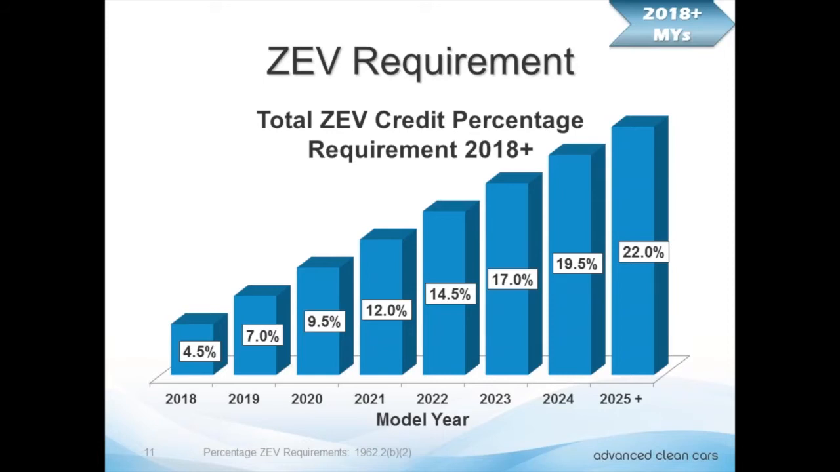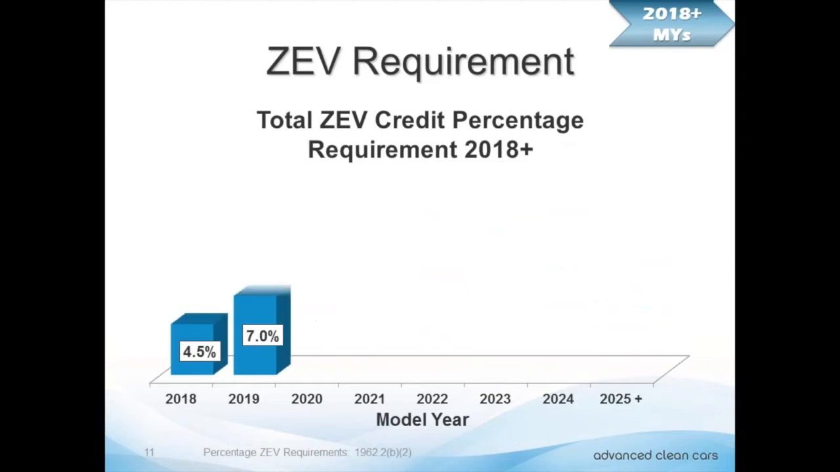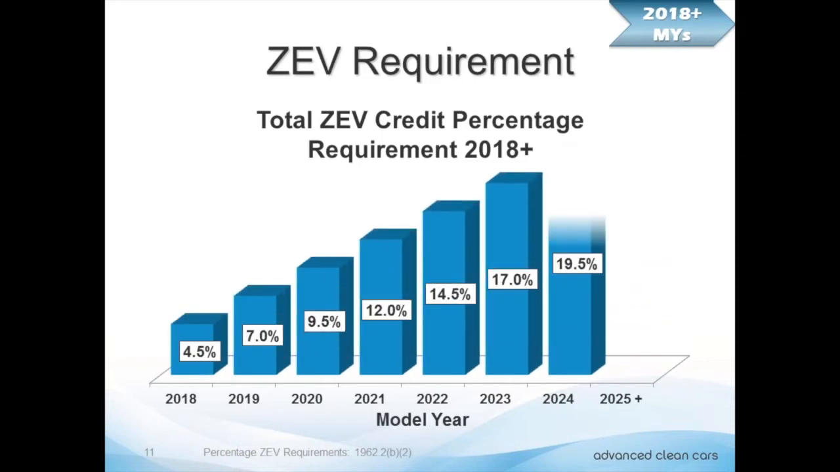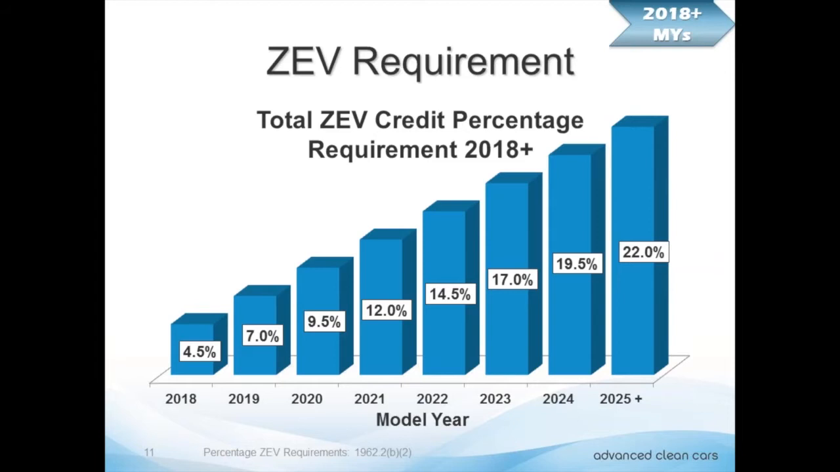Here you can see an overview of the ZEV credit percentage requirements for 2018 and subsequent model years. One of the biggest changes introduced as part of the regulatory amendments made in 2012 is that starting in model year 2018, the total requirement will climb by 2.5% every year until it reaches 22% for 2025 model year and beyond. By creating an increasingly stringent production requirement that manufacturers must meet through the introduction of ZEVs, the ZEV regulation helps to drive down the cost and accelerate the development of the cleanest new vehicles.